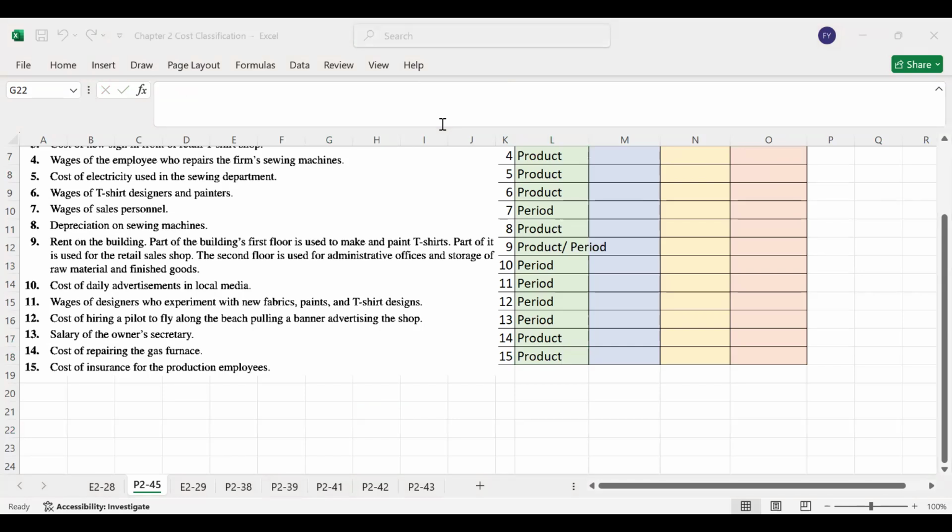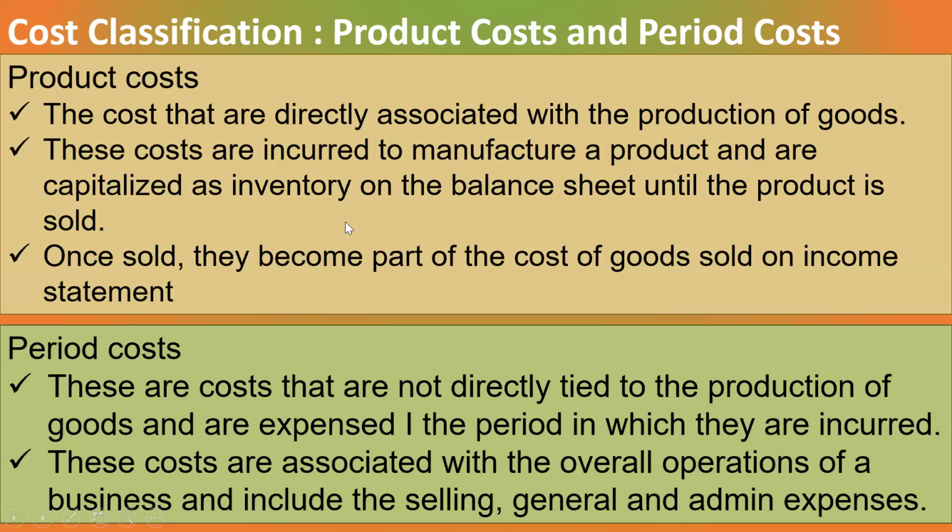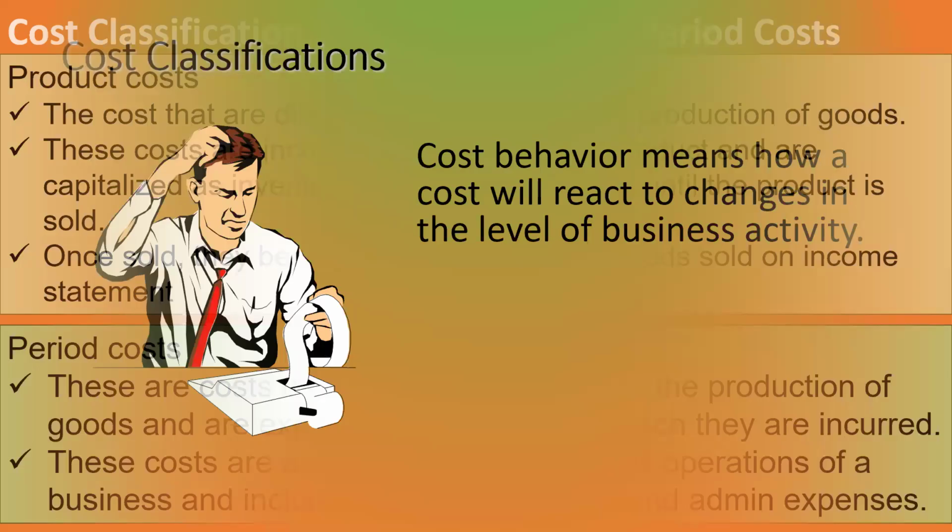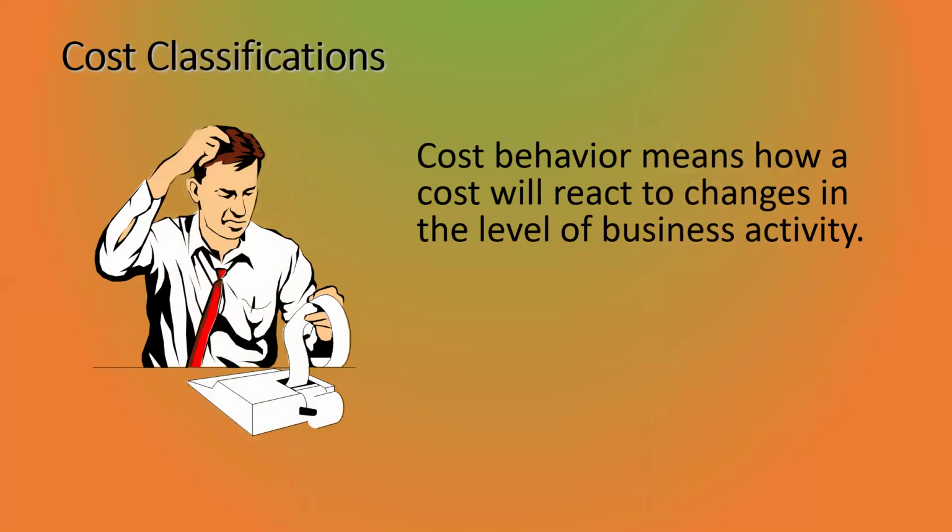Next, in this lecture, we will discuss another classification, which is based on cost behavior. Cost behavior means how a cost will react to changes in the level of business activity. Now, what do we mean by level of business activity? Level of business activity means the output units, or you can say the machine hours. You can take the example of machine hours.